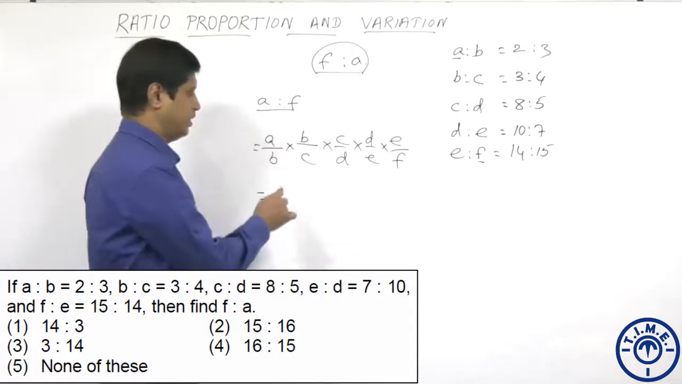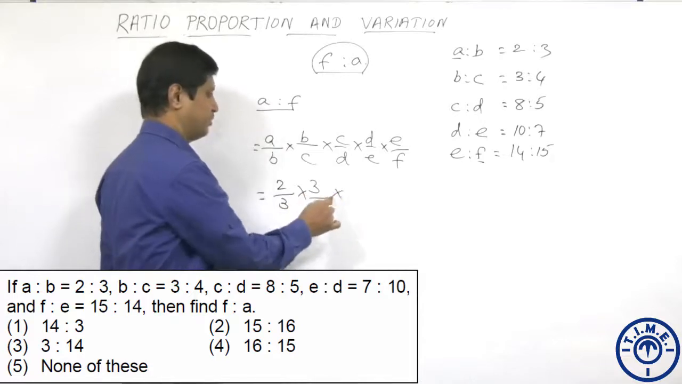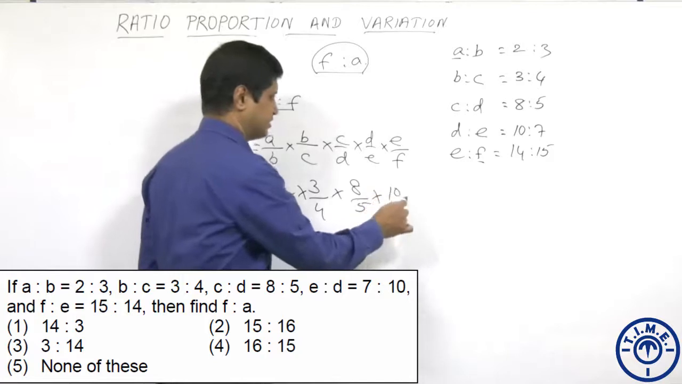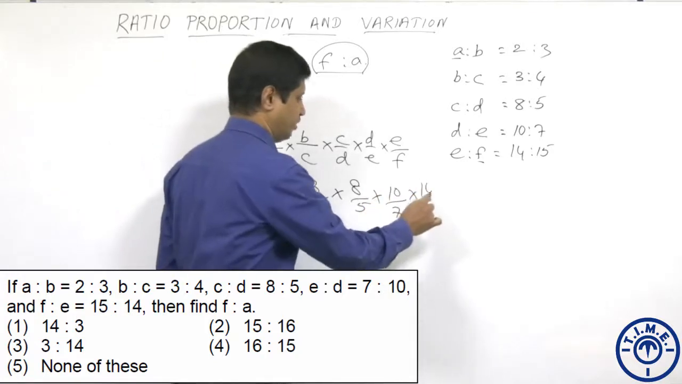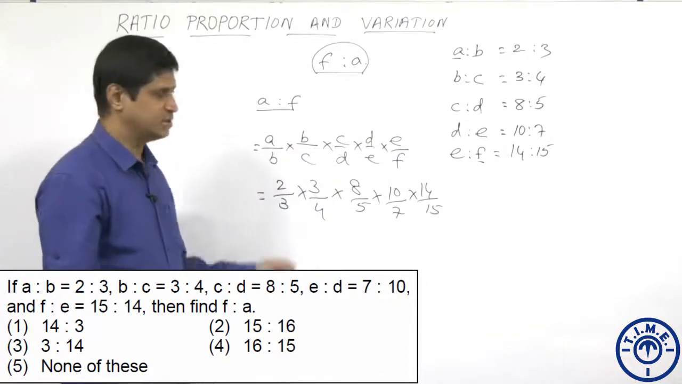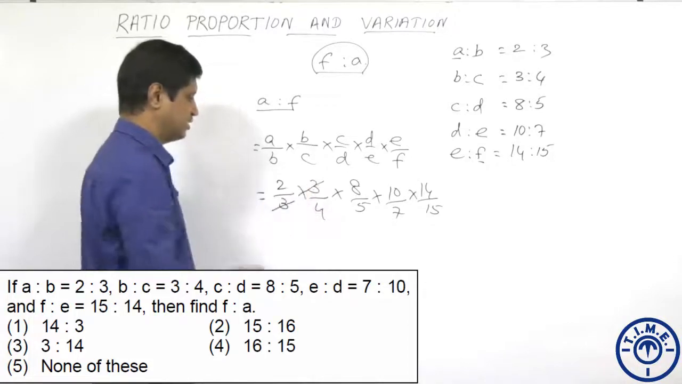Now, A by B is 2 by 3, B by C is 3 by 4, C by D is 8 by 5, next 10 by 7, and the next one is 14 by 15. On solving this, we get A is to F, and just the inverse of that is F is to A. Now solving this, it is very easy to cancel 3 and 3.